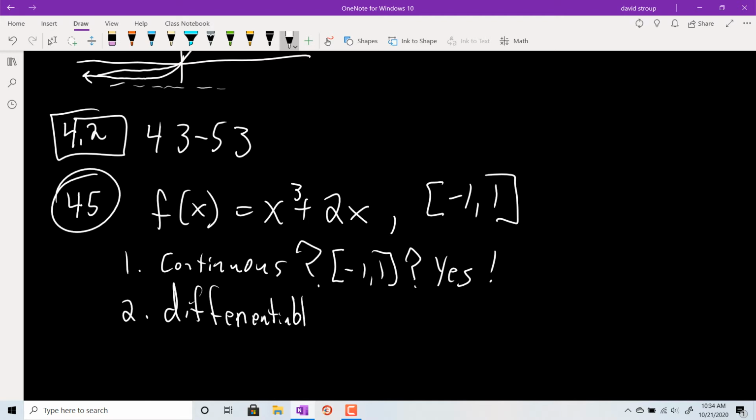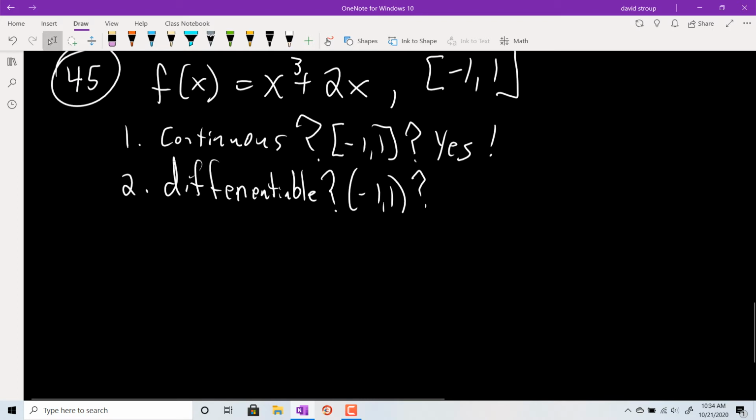Differentiable on the open interval from -1 to 1. Usually for this, just get the derivative and see if you can plug in any of those numbers to get the value of the derivative. So f prime of x is going to be 3x squared plus 2. And certainly, I can evaluate the derivative by putting in any of those values between -1 and 1. I can evaluate the derivative everywhere, and it works everywhere. So yes, in both cases, those are true.